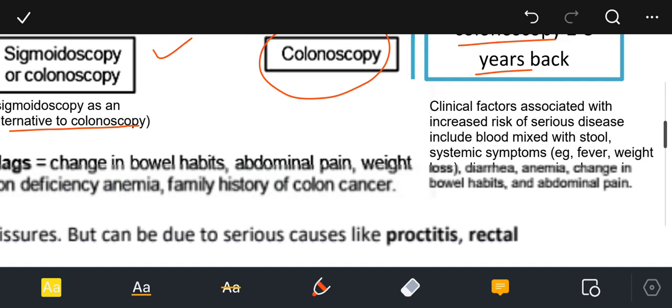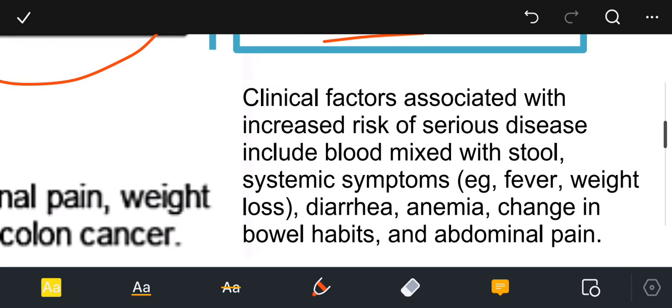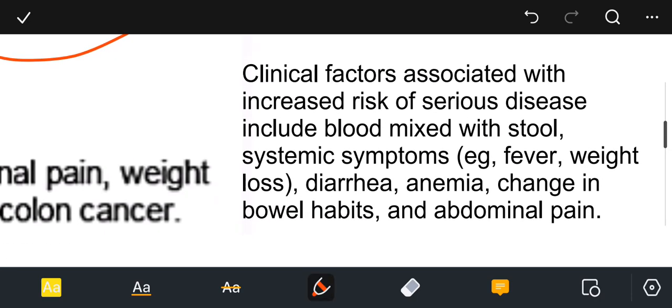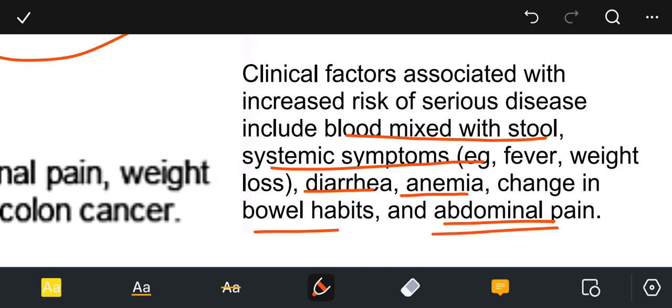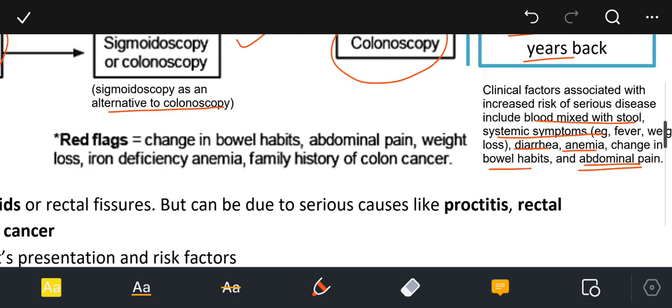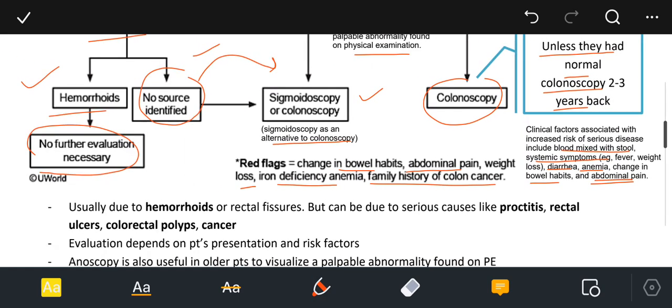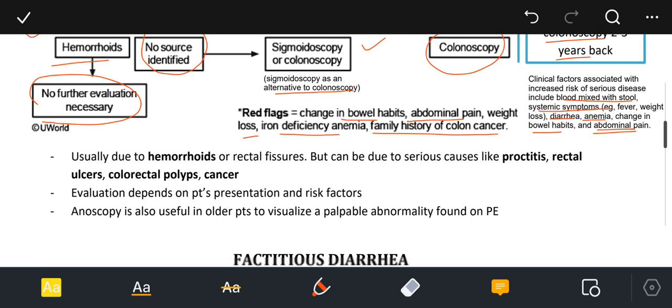Maybe it's like that. So clinical features associated with the increased risk of serious disease include blood mixed with stool, systemic symptoms like fever, weight loss, diarrhea, anemia, change in bowel habits, and abdominal pain. So the red flags include change in the bowel habits, abdominal pain, weight loss, iron deficiency anemia, family history of colon cancer. So in these cases we are supposed to do the colonoscopy.